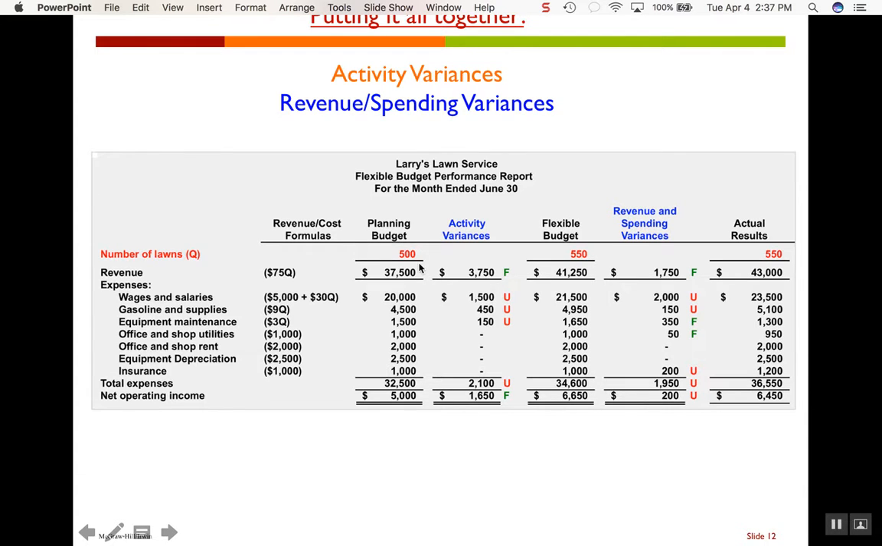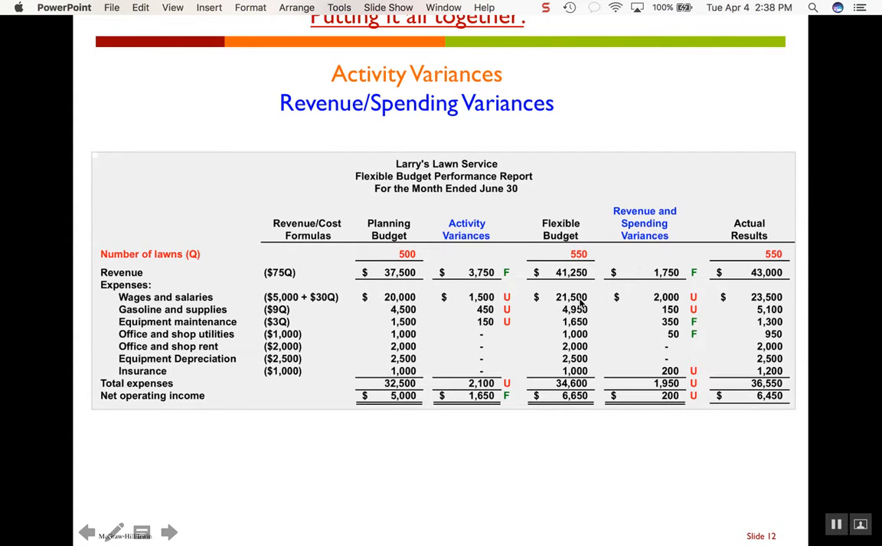So that's why we come up with this intermediate step of this flexible budget, saying, okay, all right, I know I budgeted for 500 lawns and that should have been my amount, but guess what? I mowed 550, so this should have been my amount, meaning that now this number is really the one I compare it to. So the difference between my planning budget and my flexible budget when it comes to this spending is what we call an activity variance. Do you see that right here? That just means that I have a difference between this and this simply because I mowed more lawns.